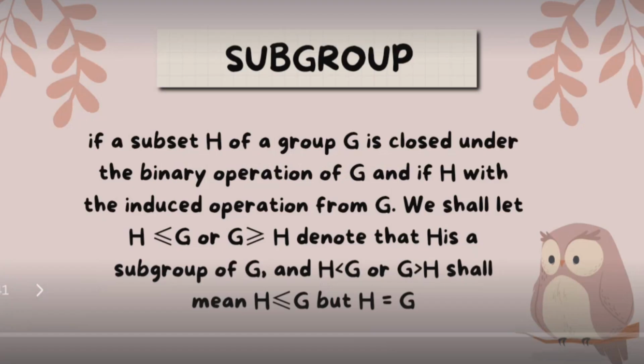Subgroup: if a subset H of a group G is closed under the binary operation of G, and if H with the induced operation from G is itself a group, we shall let H ≤ G or G ≥ H denote that H is a subgroup of G, and H < G or G > H shall mean H ≤ G but H ≠ G.